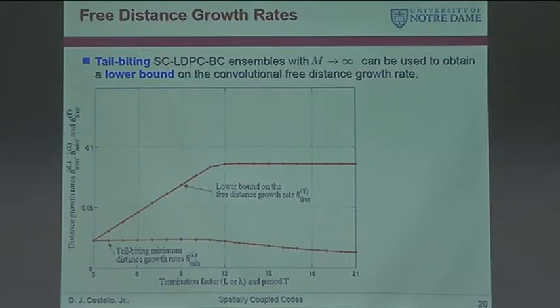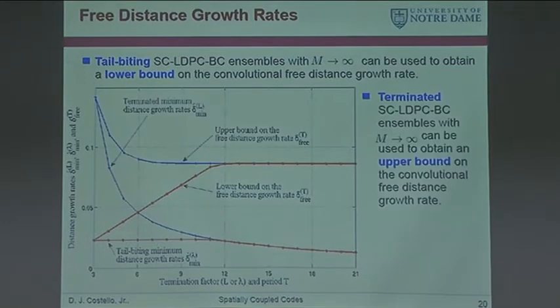The normalization here is with the total block length. I mean, we're treating this like a block code. The normalization here is with the constraint length, because that's the way you normally express the free distance growth rate. It's a ratio of the free distance to the constraint length. And even though the length of the tail-biting ensemble is getting longer, the constraint length isn't changing. So you're not dividing by something that's getting bigger like you are here. So that's why this actually increases up to a certain level and then stays constant.